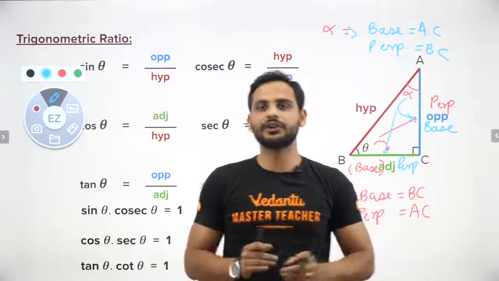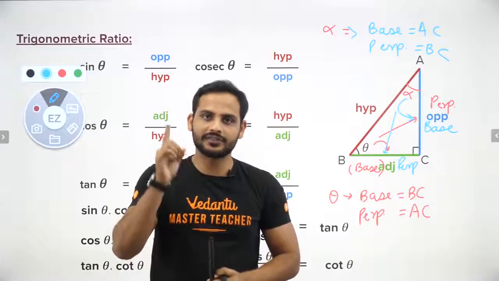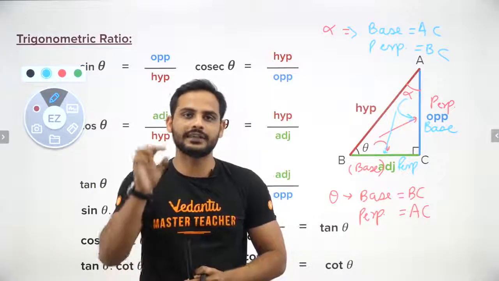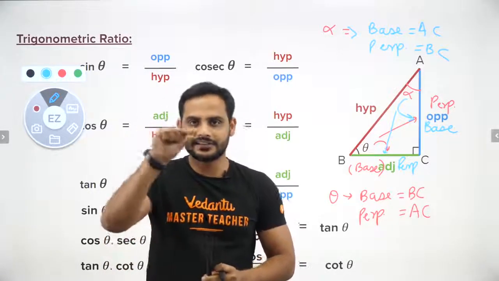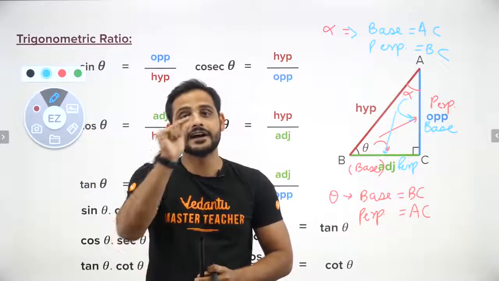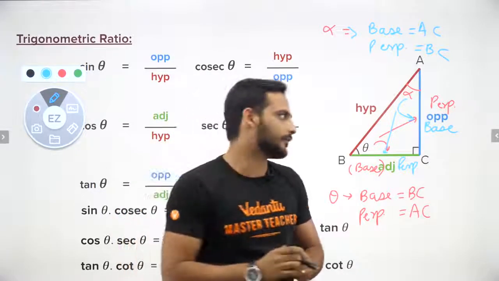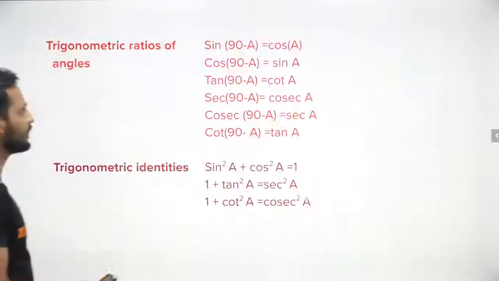This is the mistake many students make. Always remember, base and perpendicular position depends upon the position of theta. The side adjacent to theta is called base. The side opposite to theta is called perpendicular. Right? Let's move to the next part.